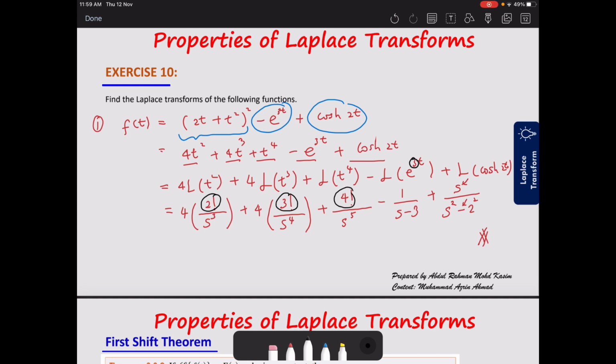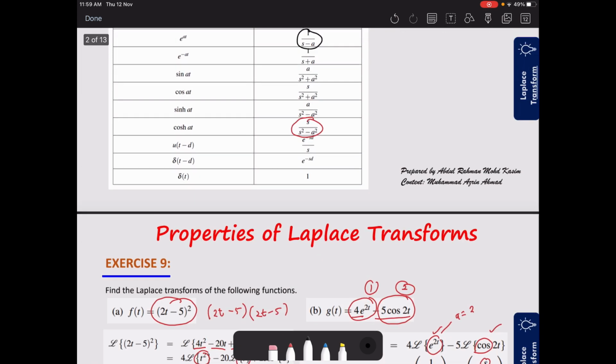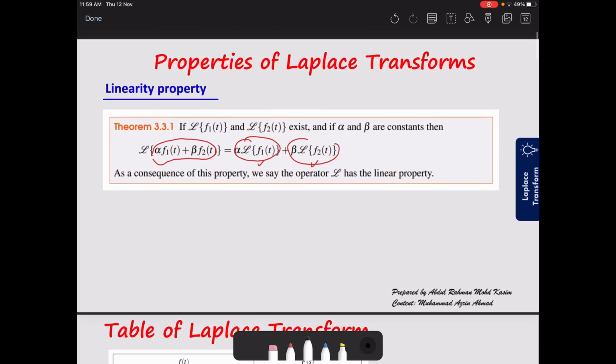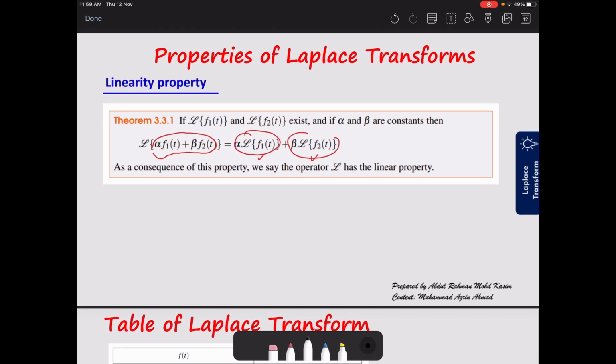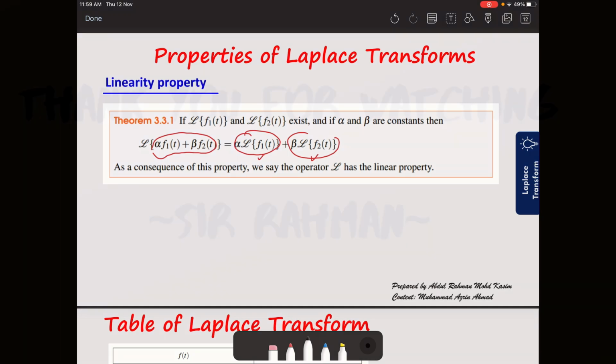So I hope you understand further the properties of the Laplace transform using the linearity property. The linearity property means that you have a combination of functions, but you can solve it separately.